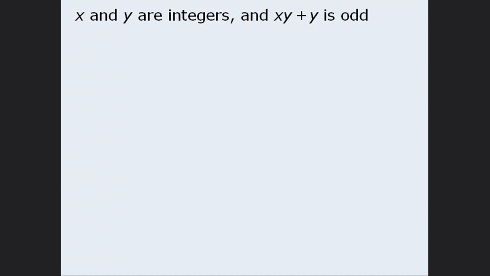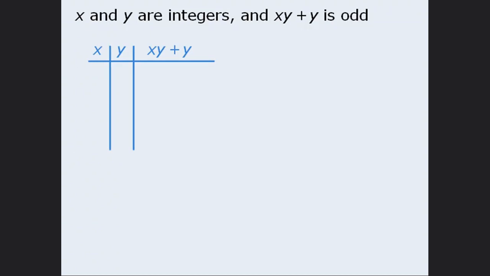x and y can both be odd, or x can be even and y can be odd, and so on. Now, each of these cases will cause our expression xy plus y to be either odd or even. To keep track of the different cases, we'll use a table, and for each case we'll determine whether the expression evaluates to be odd or even.